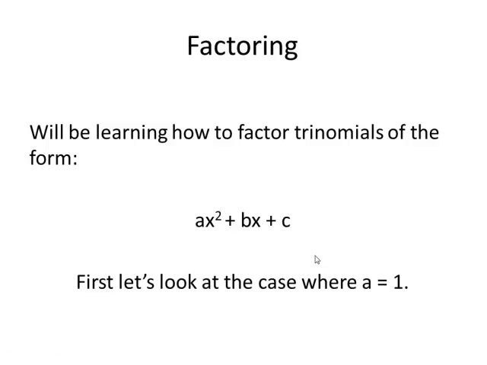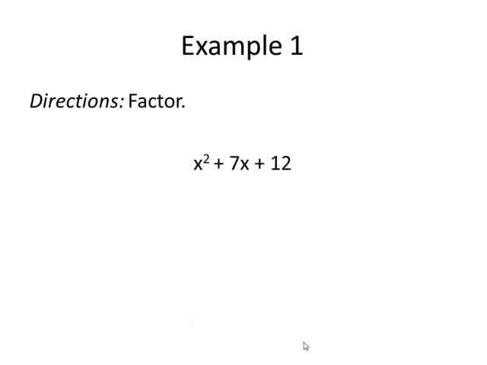First, let's look at the case where A is equal to 1, which means that we will only be looking at examples like x squared plus 5x plus 6, where our first number is 1. And usually we don't write this 1. So our first example is x squared plus 7x plus 12.